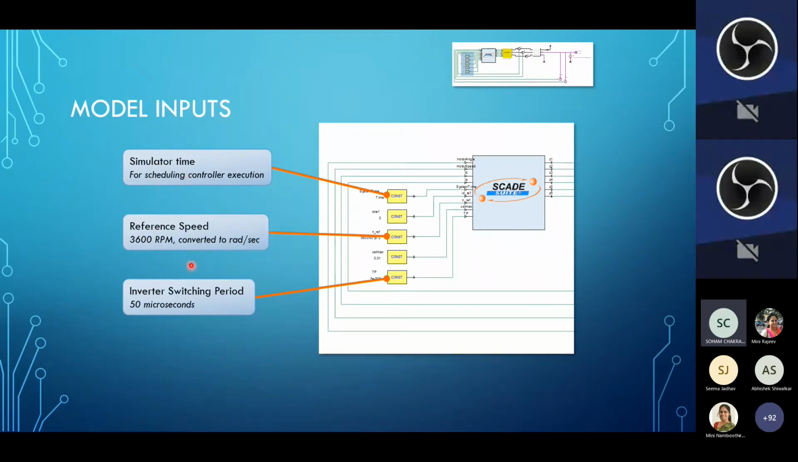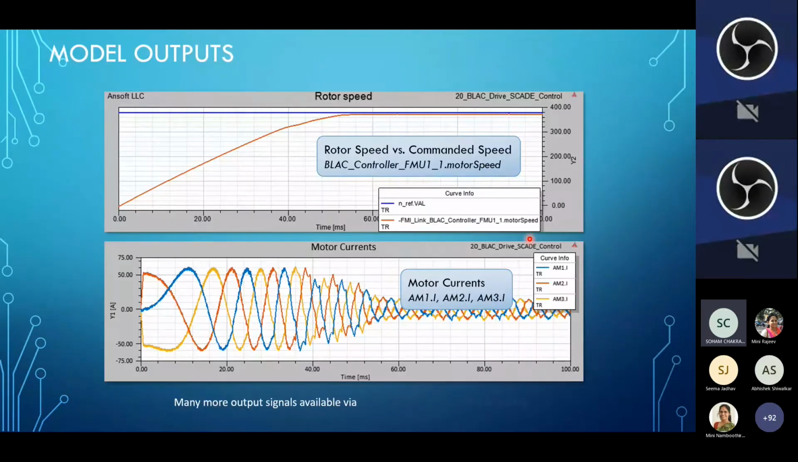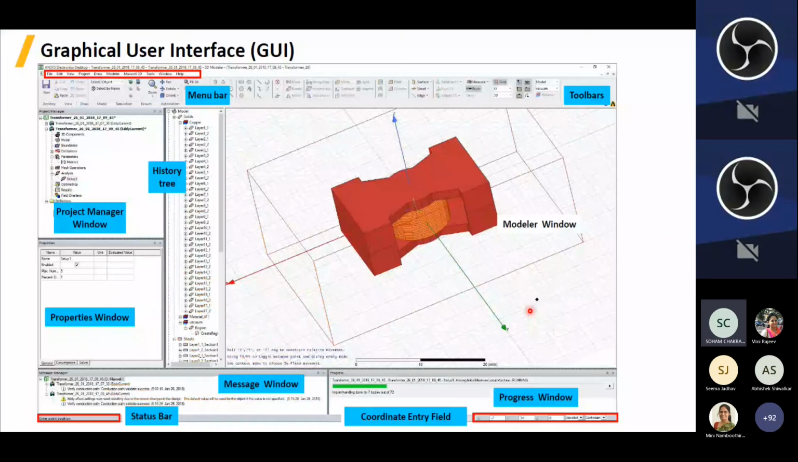Simulator time, reference speed, inverter switching period, everything has been defined here. And this SCADE suite is basically the controller design. All of these things can be integrated in this Twin Builder to do the complete simulation, so you can understand how the system will behave. These are some of the simulation results, as you can see, for the motor currents or the rotor speed. You can see how the motor currents become 3-phase after here and get stable.